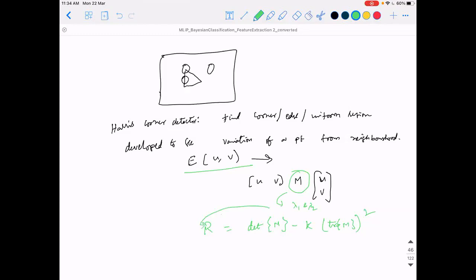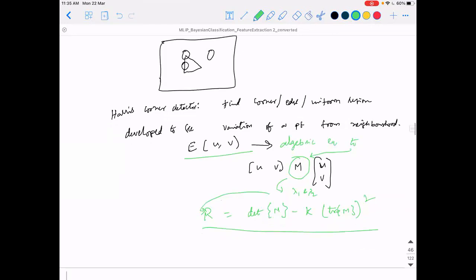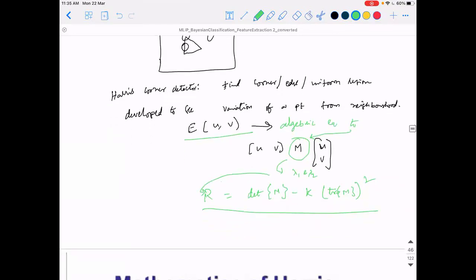So first the algebraic equation to matrix M, and matrix M to eigenvalues, and then eigenvalues to cornerness measure. These are all the elegant steps that they have taken to figure out and simply say, for a given point, is it a corner, edge, or uniform region?